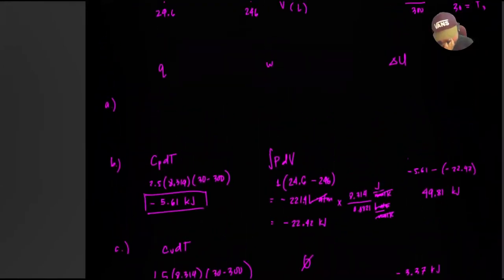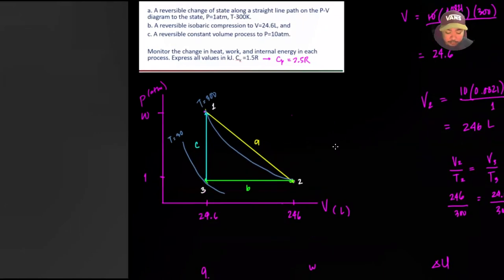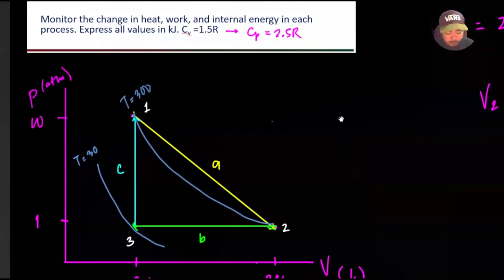So, itong straight line path yung medyo mahirap, no? Kasi, if you look at the straight line path, how do you explain this? Ito kasing straight line path, again, di ba sabi natin path dependent kasi yung Q and W natin. So, and this does not describe any of the process, no? So, hindi kasi siya isothermal, hindi rin siya adiabatic.